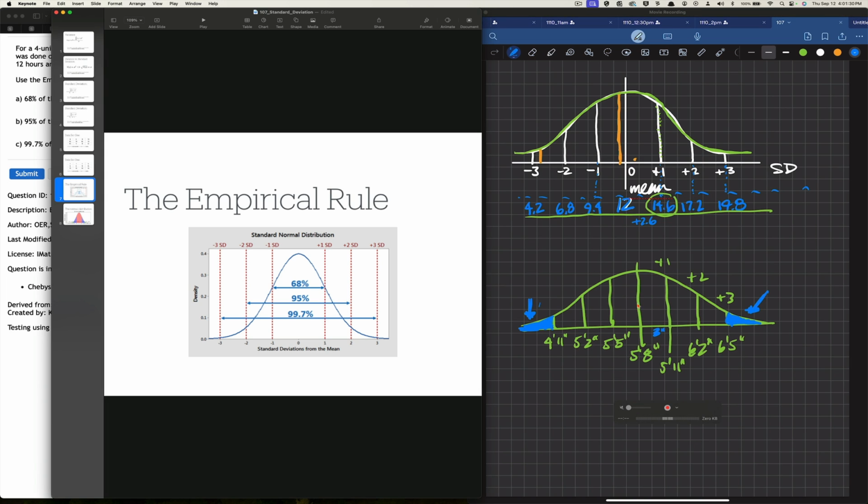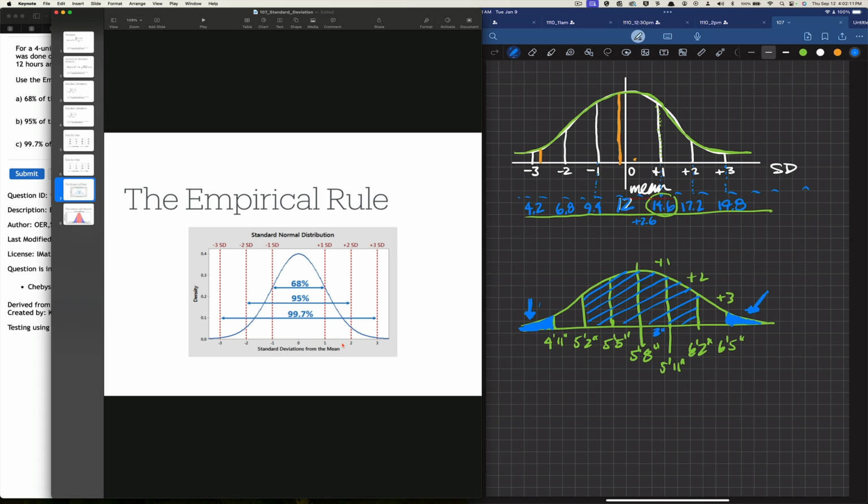68% would be in between these two standard deviations, -1 to +1. Since it's symmetrical, you could also conclude that 34% is between 0 and 1 standard deviation. 34% is also between 0 and -1 standard deviation. If you wanted to know the height of 95% of the males in the United States, that's this region. Between -2 and +2 standard deviations, between here and here.